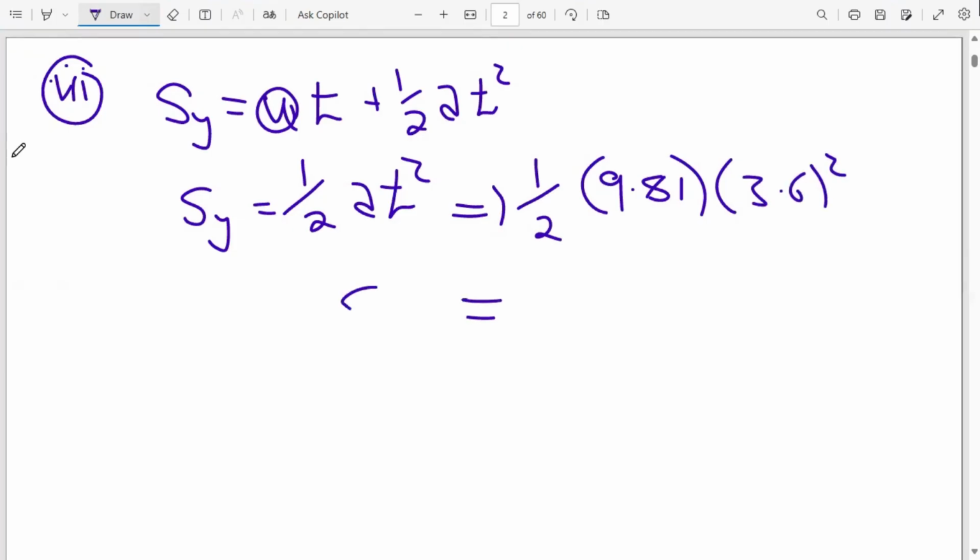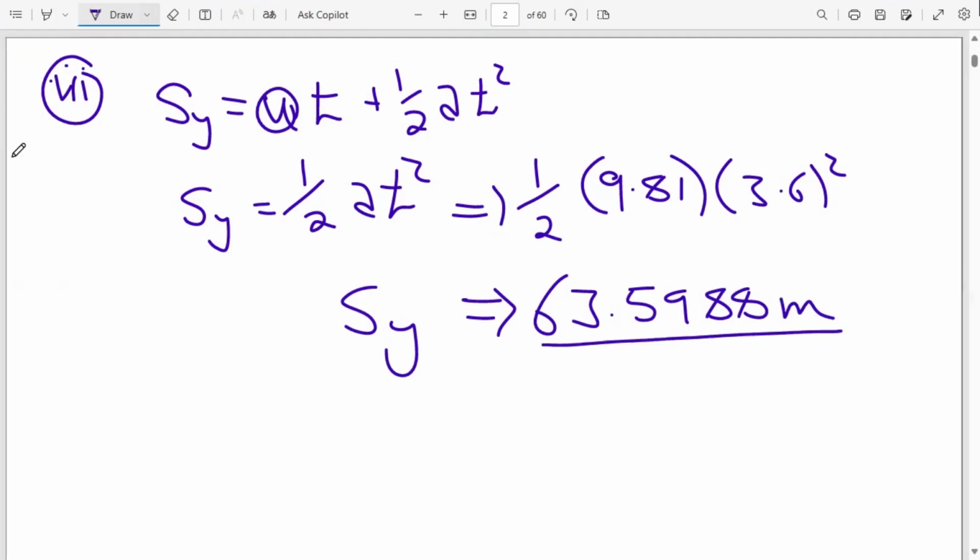Okay, so that means our displacement in the y, or height of the cliff, is going to be equal to 63.5988 meters. That is the height of the cliff, 63.5988 meters above the ground. That's the height of the cliff.